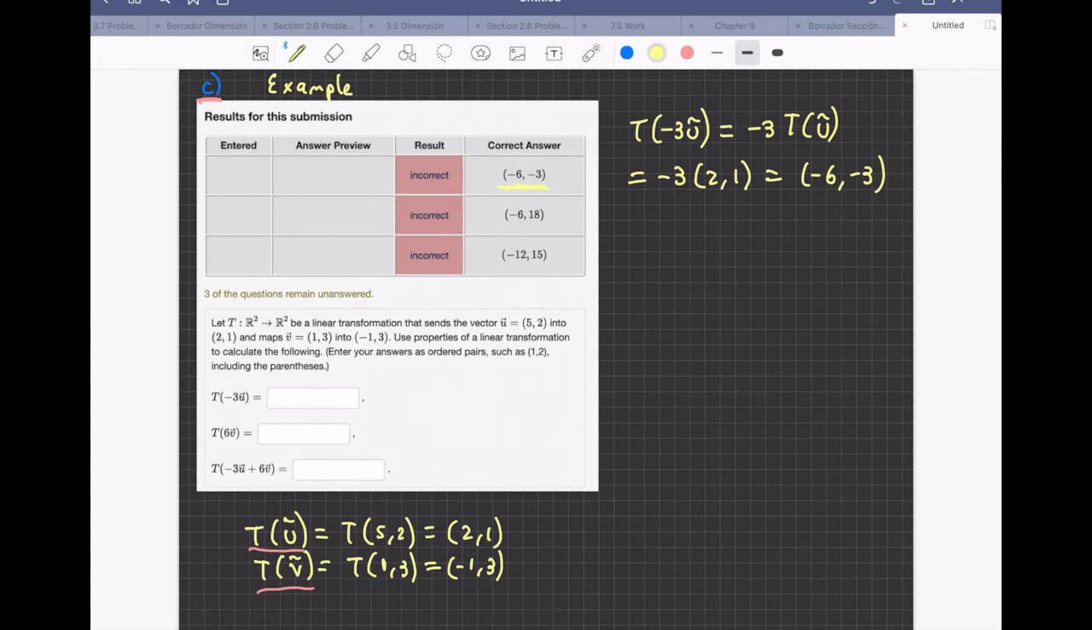Now, T of 6v, the same. Since this transformation is linear, I can take out the 6, so it will be 6 times T of v. And what is T of v? T of v is (-1, 3). So it will be 6 times (-1, 3).